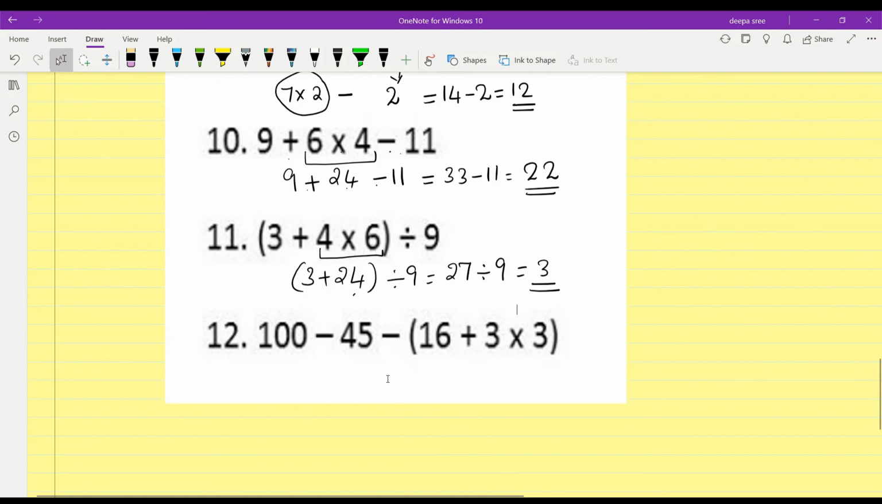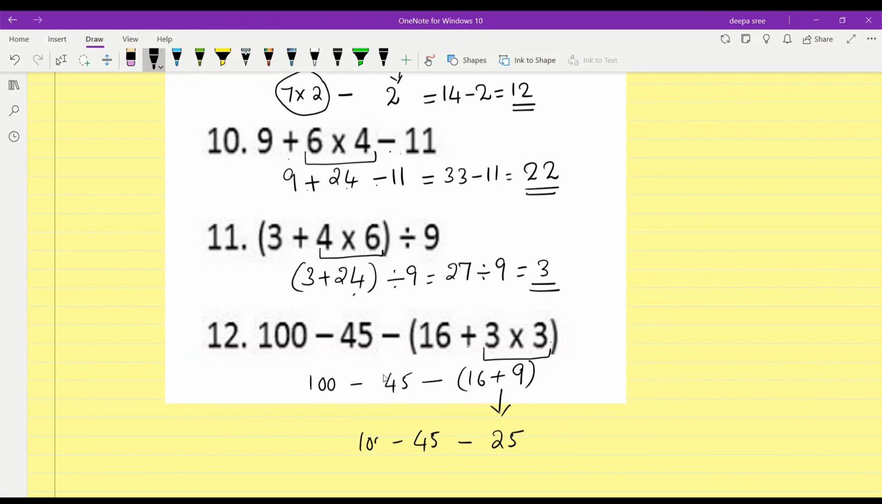Now the last question. Bracket simplification first we should do. In that addition, multiplication is there. So first our work is to multiply. That is 9 plus 16. Again we have to put it inside the bracket. Write that minus. All the terms we have to write as it is. 100 minus 45 minus 16 plus 9. Again we should do this bracket. 16 plus 9 is equal to 25. The remaining numbers you have to write as it is. Now we can do left to right simplification. 100 minus 45 is equal to 55 minus 25. 55 minus 25 is equal to 30.